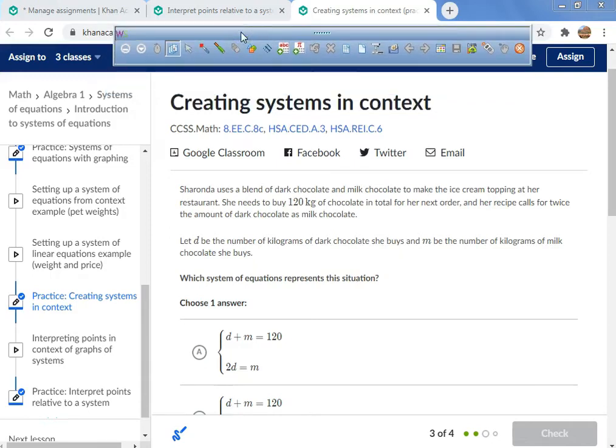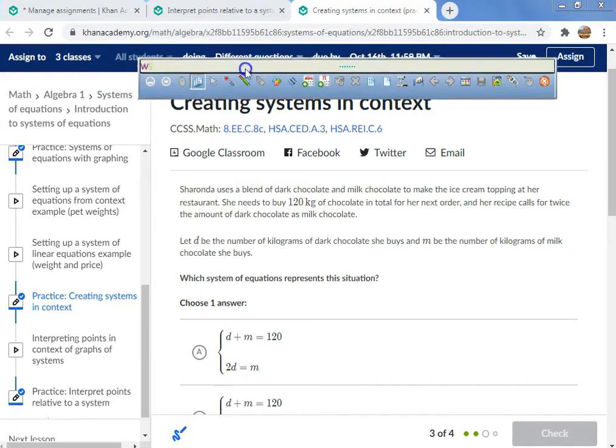We're going to be doing a video today. It's called Creating Systems in Context. Basically, we're just going to be looking at some word problems and figuring out the equations that go with them. So we're going to be highlighting some things, and you can write them down. You don't have to write down everything.